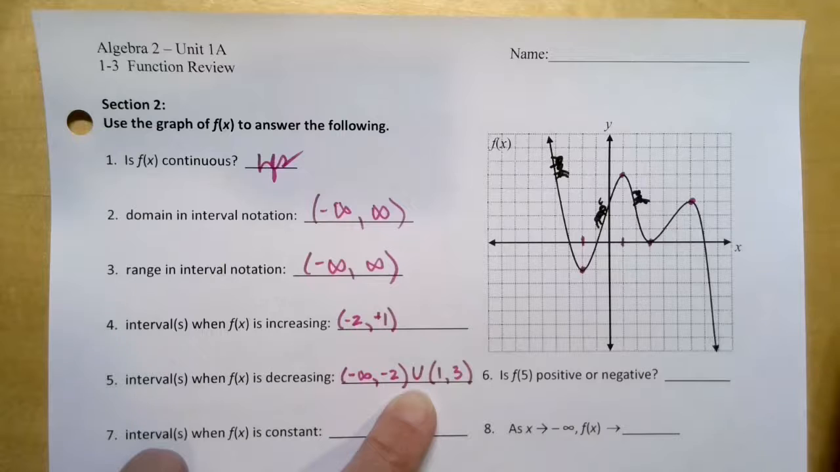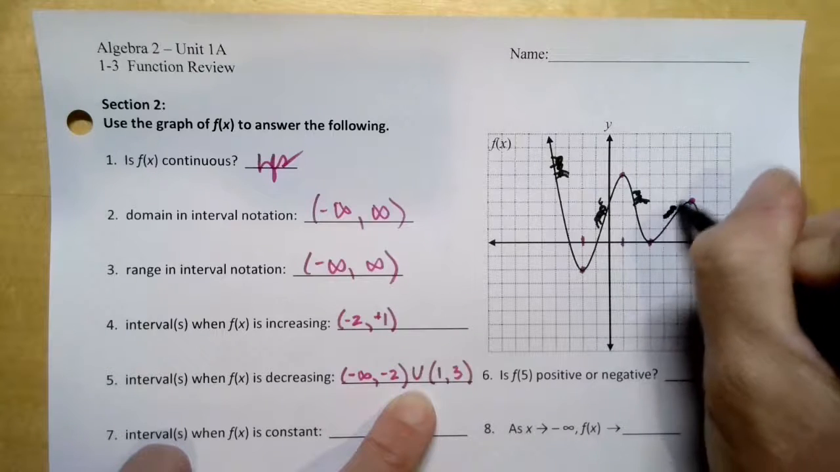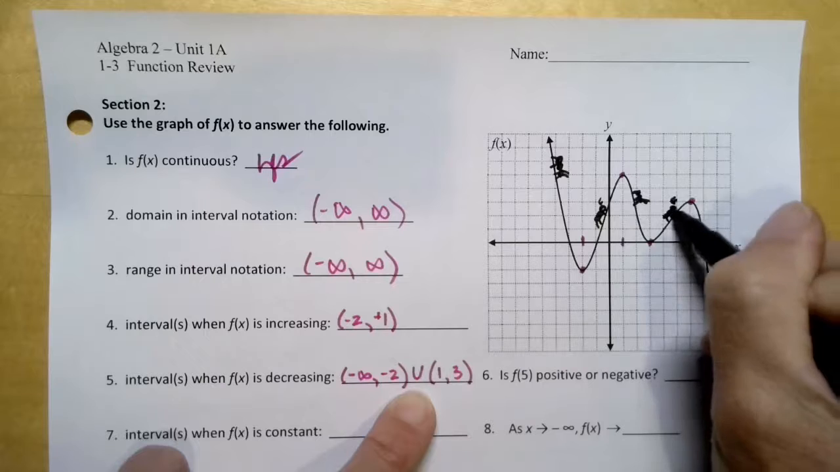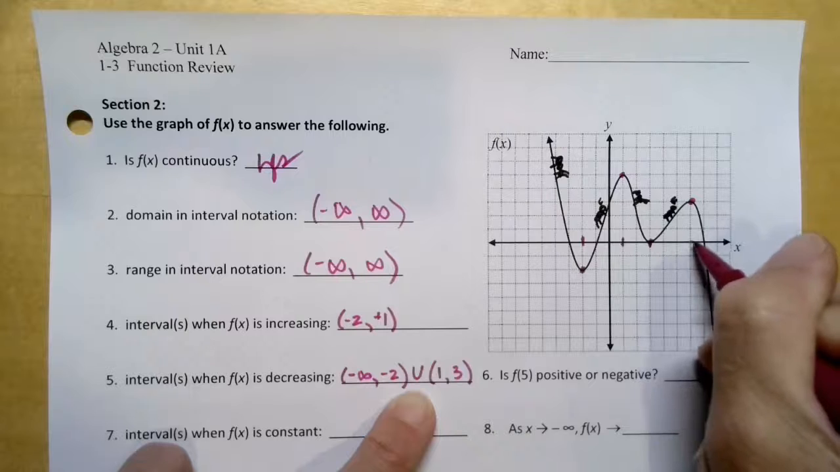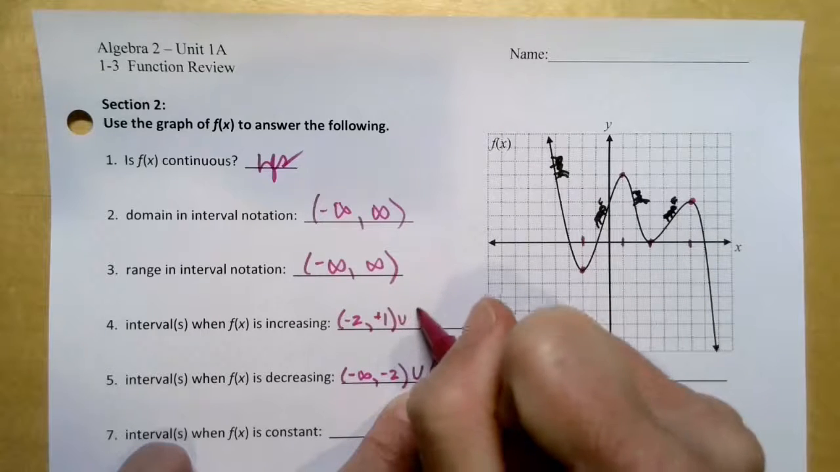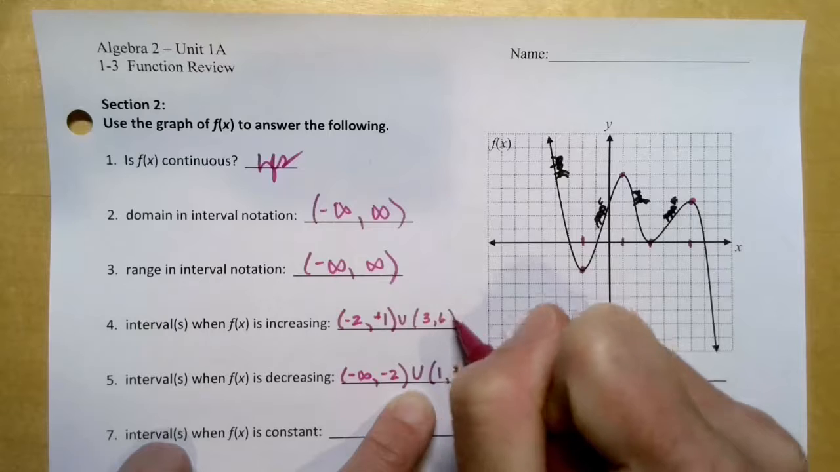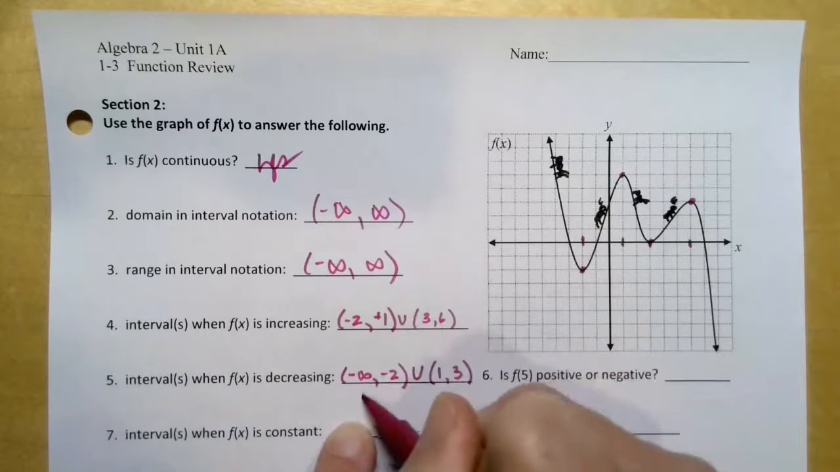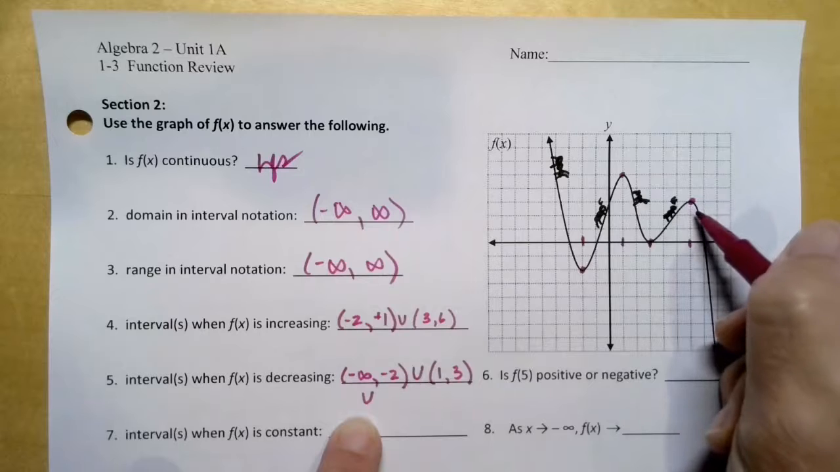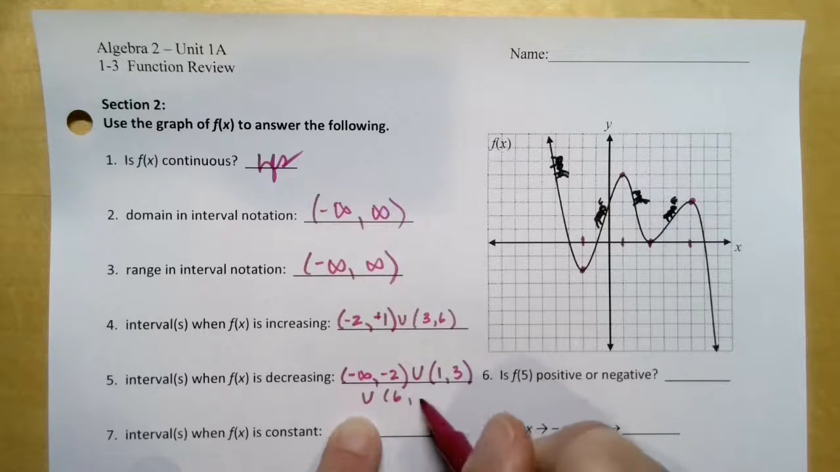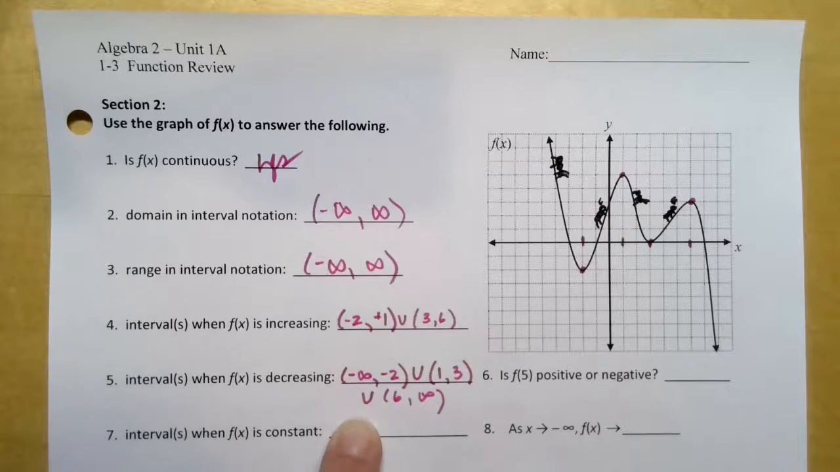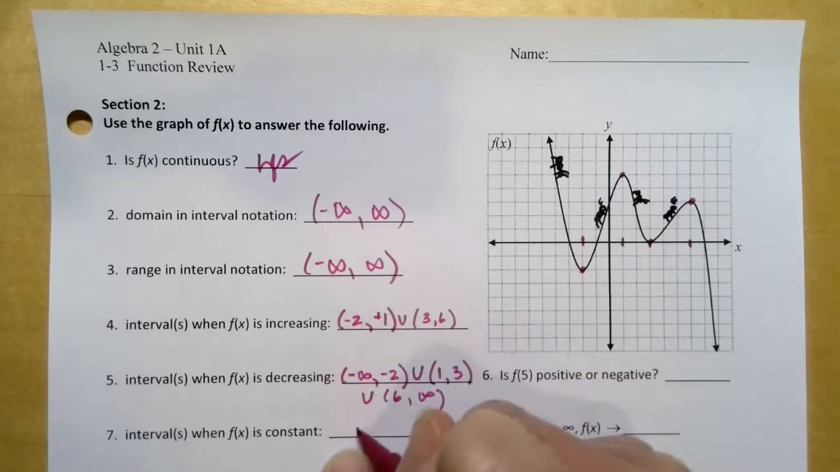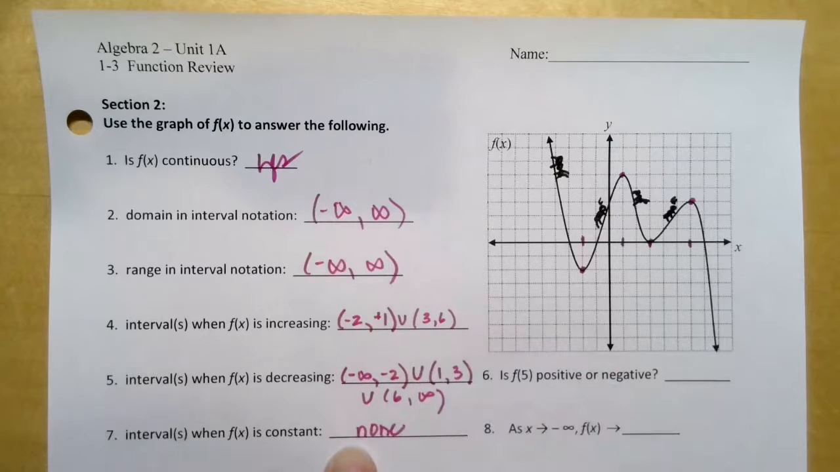And then guess what? He starts going back up the hill along this part. So from +3 to 6, he's increasing. And then finally, from +6 on to infinity is where he's going down. Where is the interval constant? There is no interval. So an interval where it's constant is none.